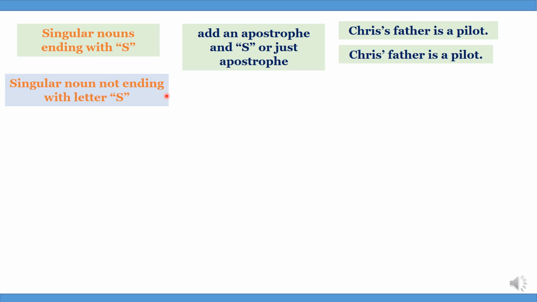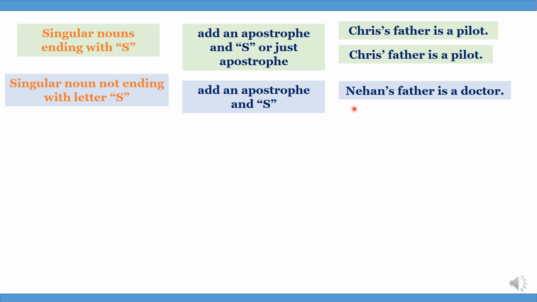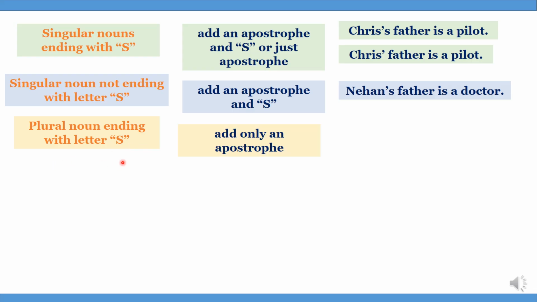Second is singular noun not ending with letter S. In such case, we need to add an apostrophe and letter S. See now, Nehan is an example of a singular noun not ending with letter S. In such case, we need to add an apostrophe and letter S. Nehan's father is a doctor. Next, plural noun ending with the letter S. We need to add only an apostrophe.